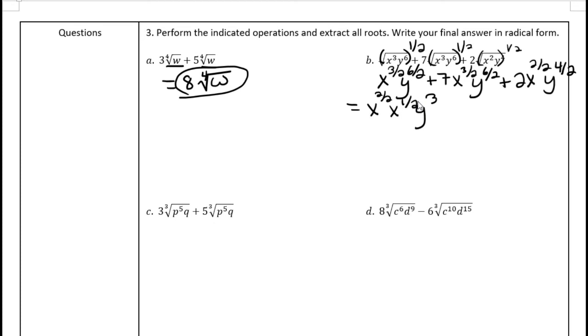Now, since I did an even root, square root, I need to put absolute value. So I'm going to put absolute value here. And then we have 7 x to the 2/2, 1/2. Y to the 6/2 is y to the 3rd, again, absolute value. And then we have 2 x to the, now x to the 2/2, that's the same thing as 1. Now since that's an even root, I'm going to do absolute value. And then y to the 2, again, even root, so I'm going to do absolute value.